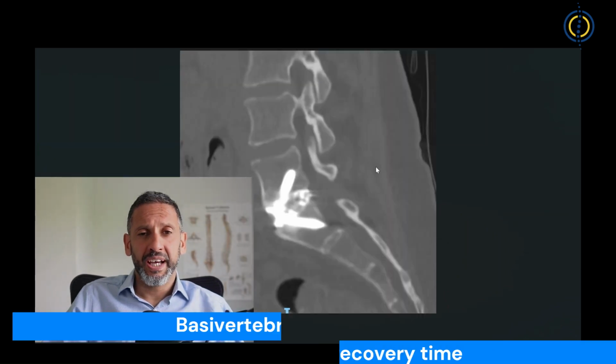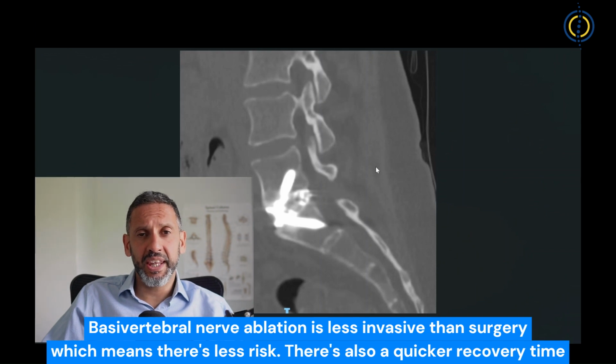Overall, however, it is less invasive than surgery and therefore does carry less risk and has a quicker recovery time. So depending on individual circumstances, it may be something to consider prior to an operation.